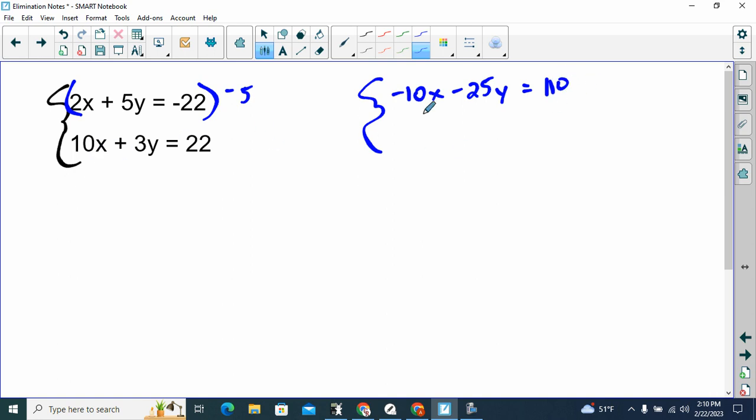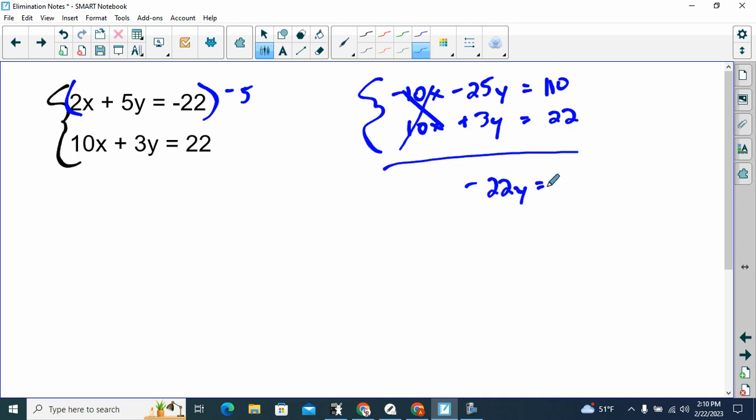Bottom equation, we did not change. 10x plus 3y equals 22. Now we add the equations together. Negative 10x plus 10x. There's our elimination. That's what we wanted. Negative 25y plus 3y. It's negative 22y. And 110 plus 22 gives me 132.